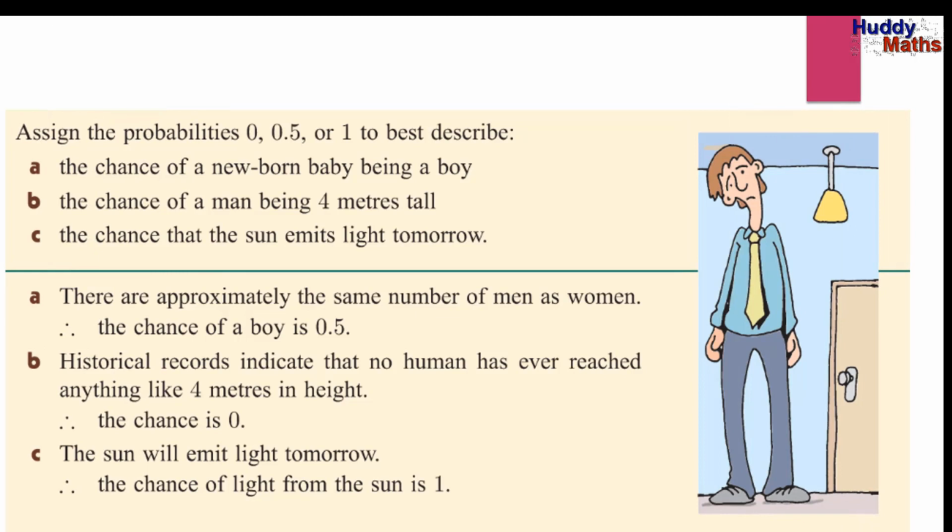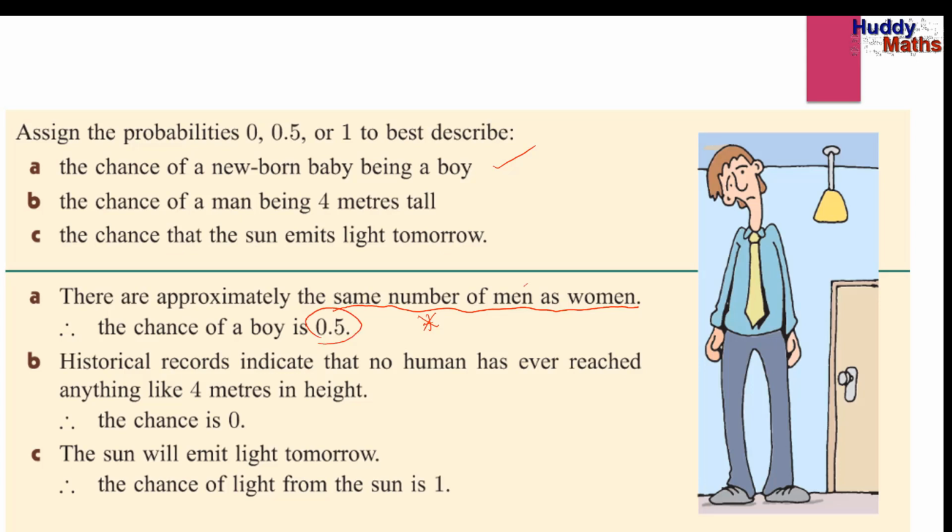All right, here we are, a little test for you. Assign the probabilities 0, 0.5 or 1 to best describe the chance of a newborn baby being a boy. Okay, what's our answer? Well, looking at it from the experimental point of view of what's actually happened in our lives, we've got approximately the same number of men as women. And if you look at the theoretical side of things, biologically, what makes the difference between a woman or a man in terms of genes is a 50-50 chance, or 0.5.